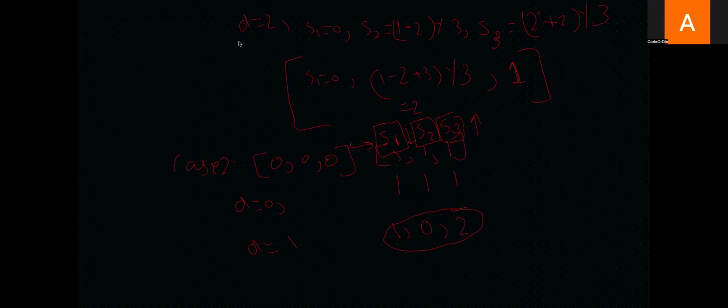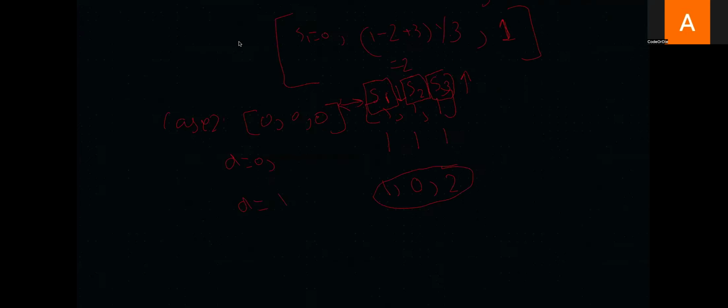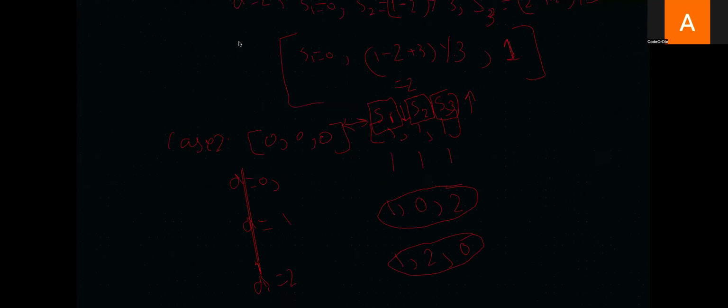Okay. And for the D is equal to 2 case, similarly, S1 will be 1 and S2 will be 1 minus 2, which is minus 1 modulo 3, equal to minus 1 plus 3, 2, 2 modulo 3 is equal to 2, and S3 will be 1 plus 2, 3, 3 modulo 3 is equal to 0. See, again they are the same. I mean, different. So, what did I just prove? What did I just prove?